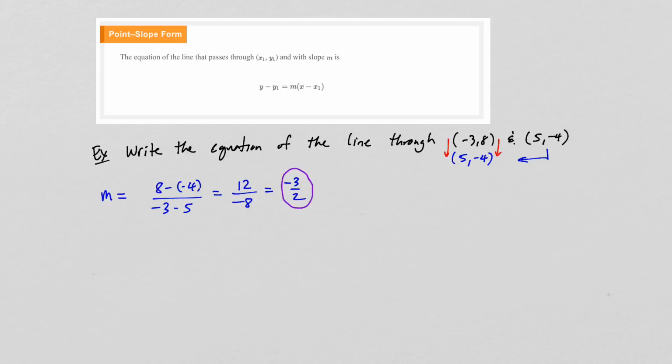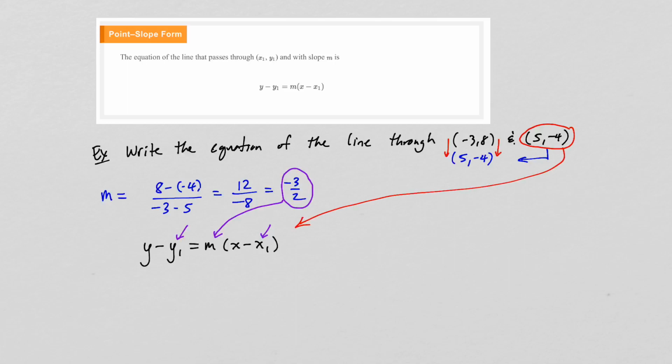Now, to get the equation of the line, we're going to use the point slope formula, which is here. We know our slope is -3/2, so all we have to do this time is plug in values for y1 and for x1. And you get those by picking either one of the original points. Now, the last time I did this problem, we used the point -3, 8. So just to be a little different, let's choose the second point and plug it in.